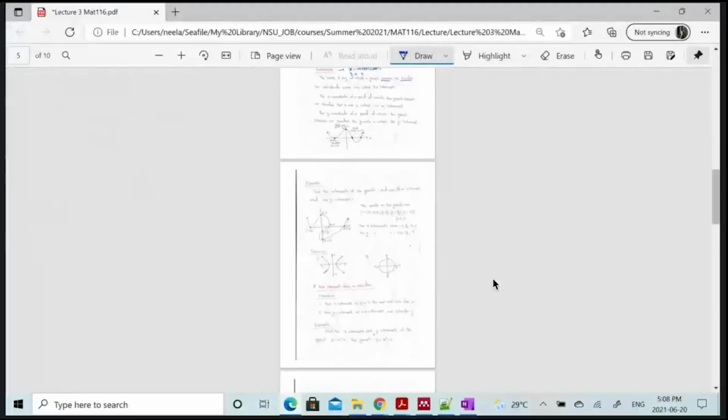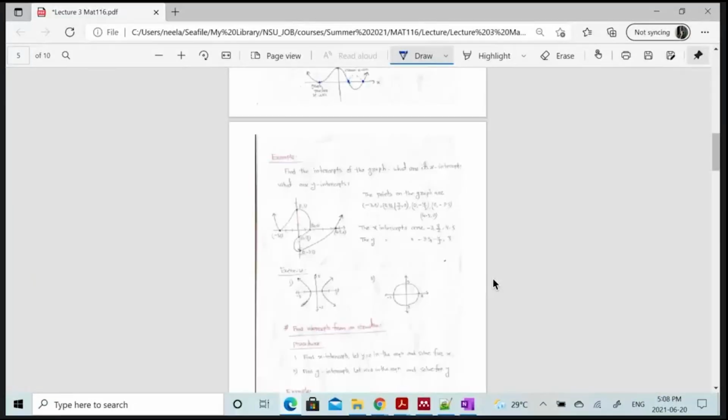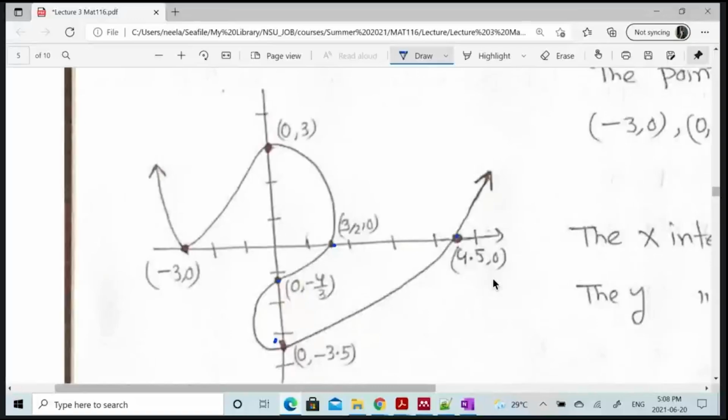So tell me, guys, please tell me what are the x intercepts or y intercepts here. First of all, the x intercepts. Minus 3, 0; 3, 0; minus 3 by 2, 0; and 4.5, 0. Those are x intercepts, right? What about the y intercepts? They are 0, 3; 0, minus 3; 0, minus 4.5; and 0, minus 3.5.